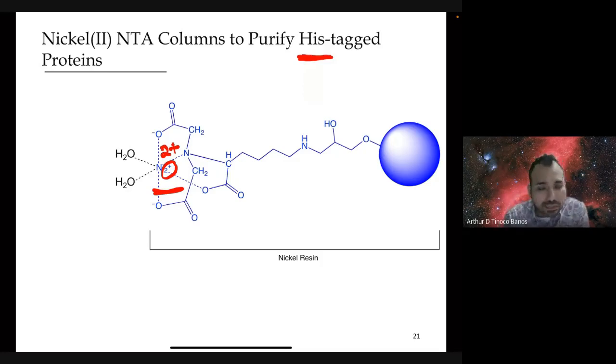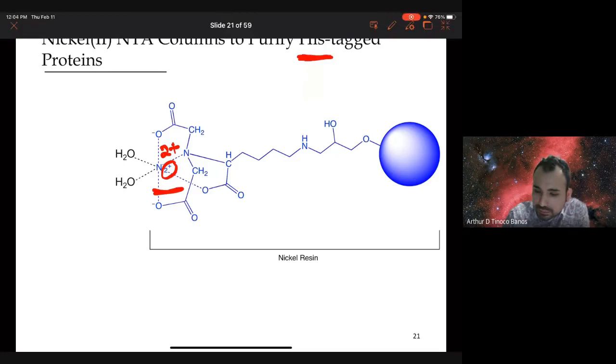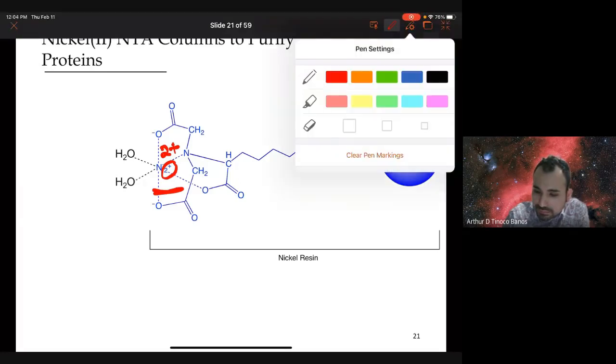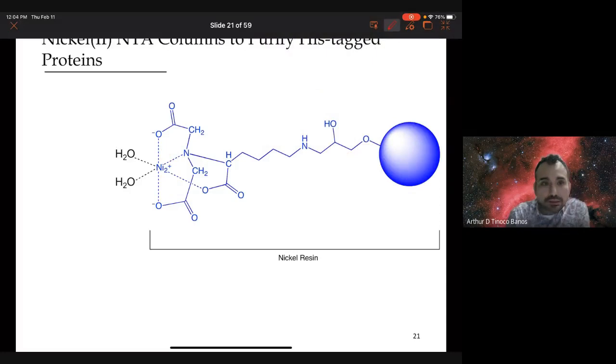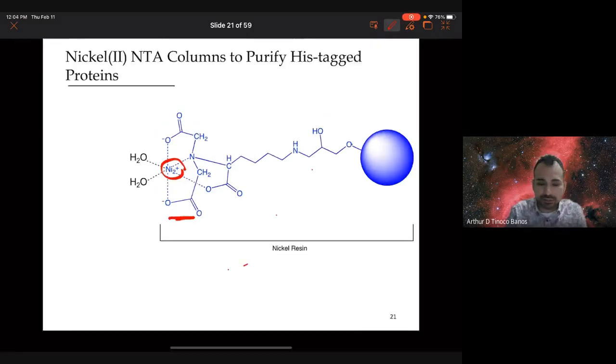So we're taking advantage of the coordinating capacity that the histidine has for the nickel. And how are we taking advantage of that? Well, the NTA that's here, let me clean this up a little bit. The NTA that we see here, well, that NTA is only saturating 4 of the coordination sites of the nickel.